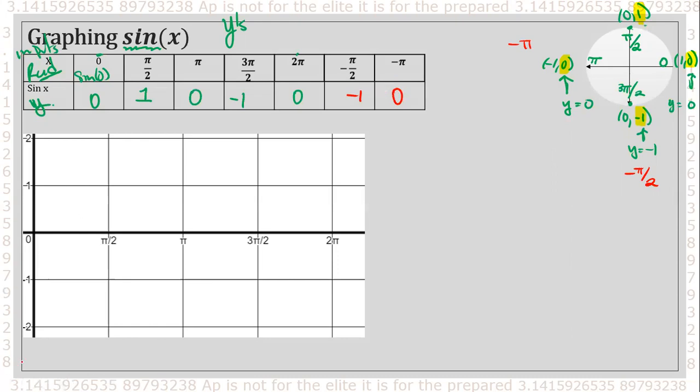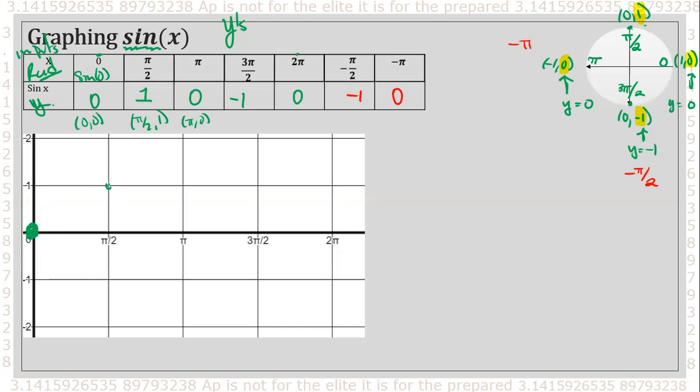Okay, awesome. So you're probably thinking, now that I was able to evaluate sine at each one of these radians, what do I do? Well, all you have to do is plot these points. The first point is going to be 0, 0. The next one at pi over 2 is going to be at 1, and so forth. Pi will be at 0. So 0, 0 right here.